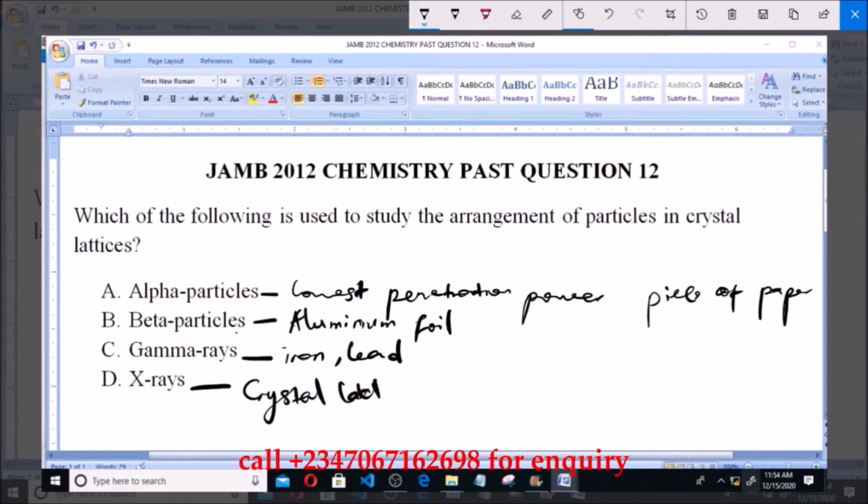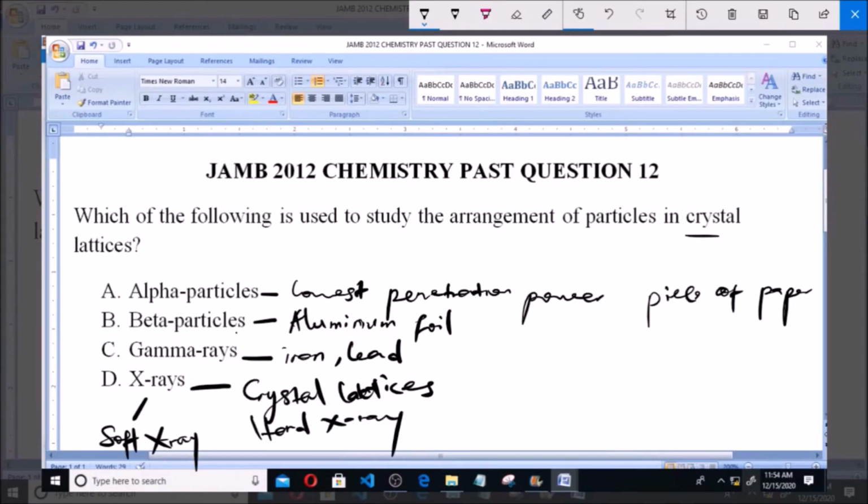In chemistry, X-rays are actually used to study the arrangement of particles in crystals. Now, X-rays are divided into two: the soft X-ray, which is used in medicine, and the hard X-ray, which is used in chemistry. This hard X-ray is what is used to study the arrangement of particles in crystal lattices, but the soft X-ray is used in medicine to make diagnoses like fractures. So the answer to this question is option D, X-ray.